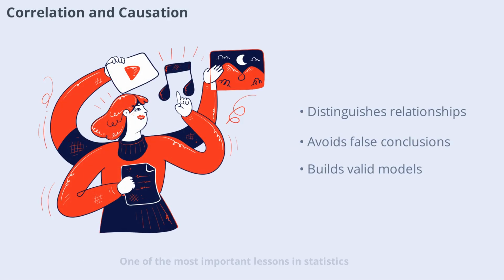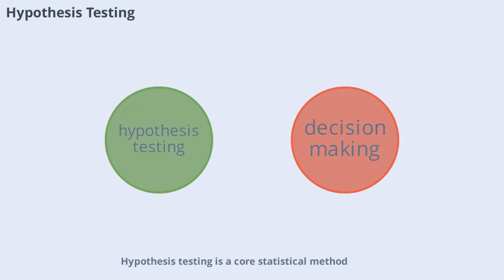One of the most important lessons in statistics is understanding the difference between correlation and causation. Just because two variables move together doesn't mean one causes the other. In data science, statistical tests help us determine whether relationships are real or just coincidental. This distinction is crucial for building valid models and avoiding false conclusions. Hypothesis testing is a core statistical method.